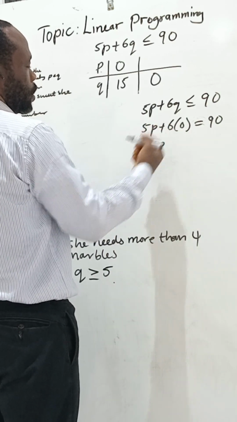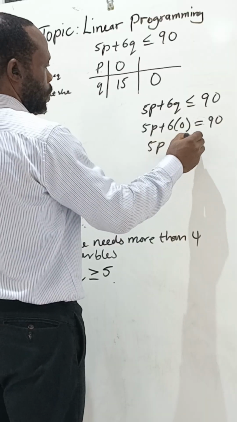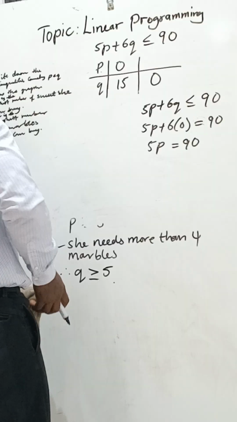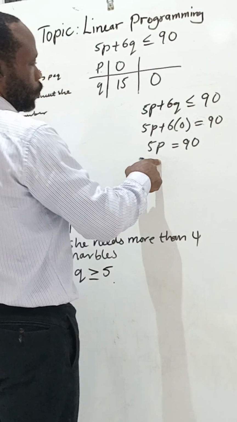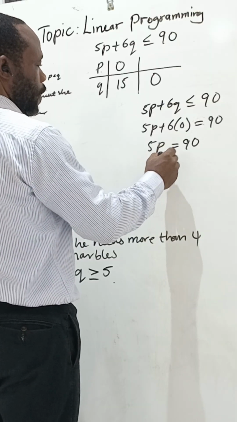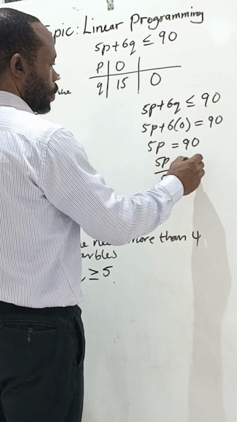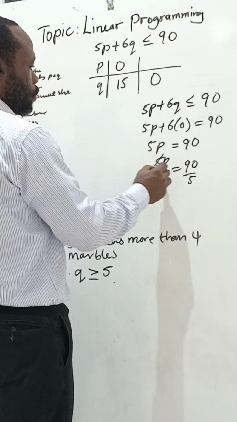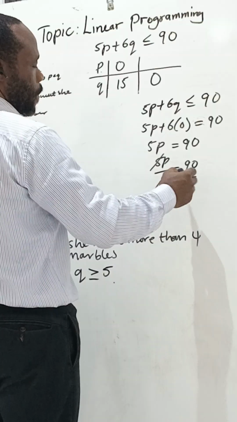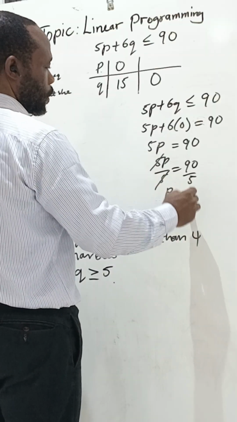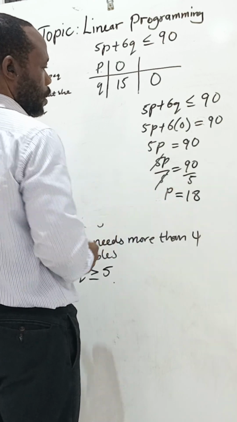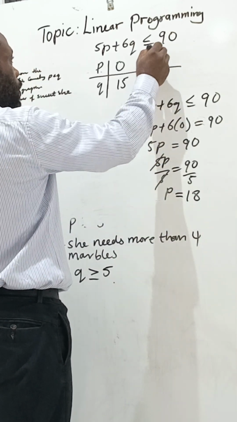Everything here will be 0. 6 times 0 is 0. So this becomes 5p is equal to 90. So to get the value of p, we divide both sides by 5. This becomes 5p over 5 is equal to 90 over 5. 5 will cancel out 5. P is equal to 5 into 9 is 1, 5 into 40 is 8. Therefore, the value of p is 18.